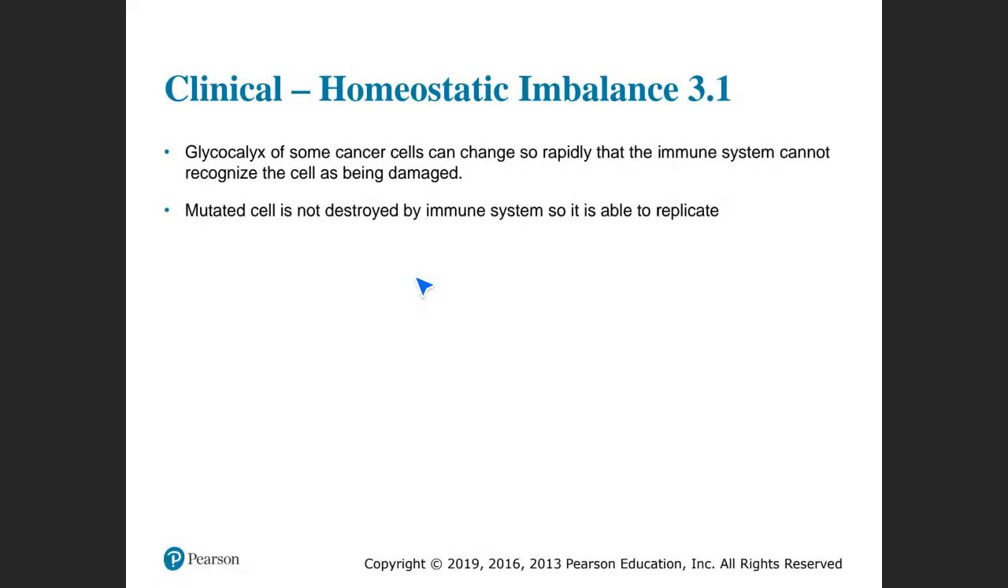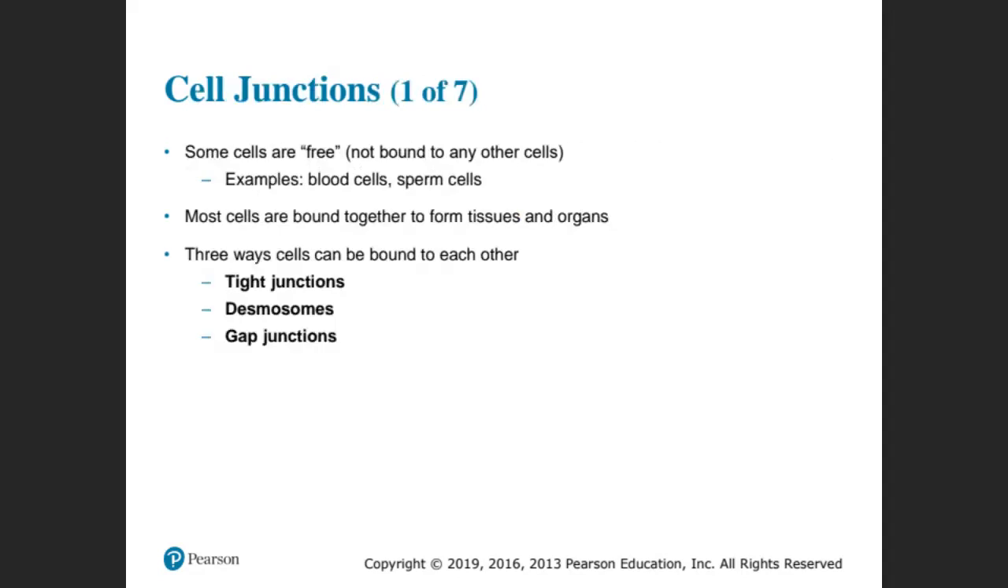And so your book goes through this scenario of what if something goes wrong with a glycocalyx. Sometimes cancer cells can change so fast that the immune system, the immune cells and proteins, don't recognize that glycocalyx of the cell as being damaged. And so then they're able to continue replication without control. Okay, so very important: the glycocalyx, including the glycolipids and glycoproteins.